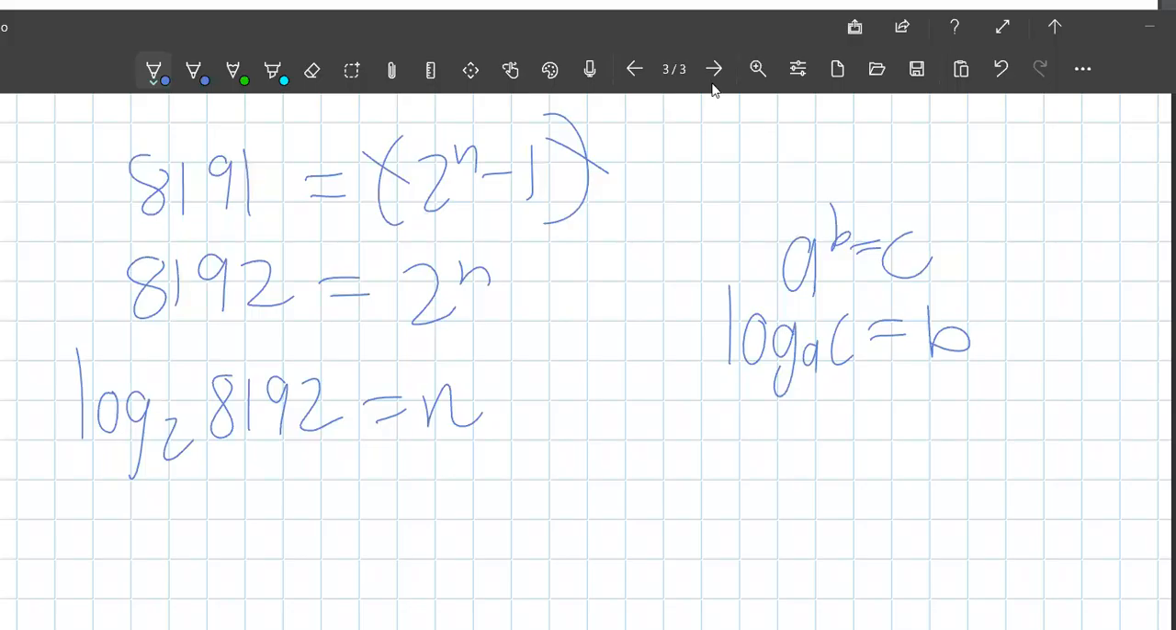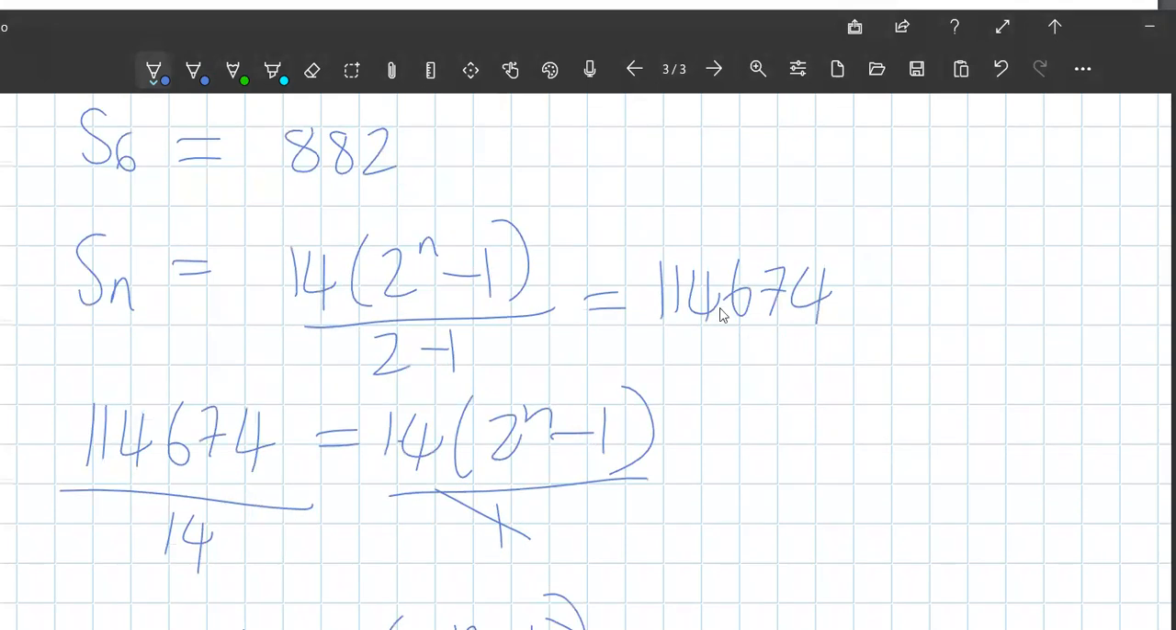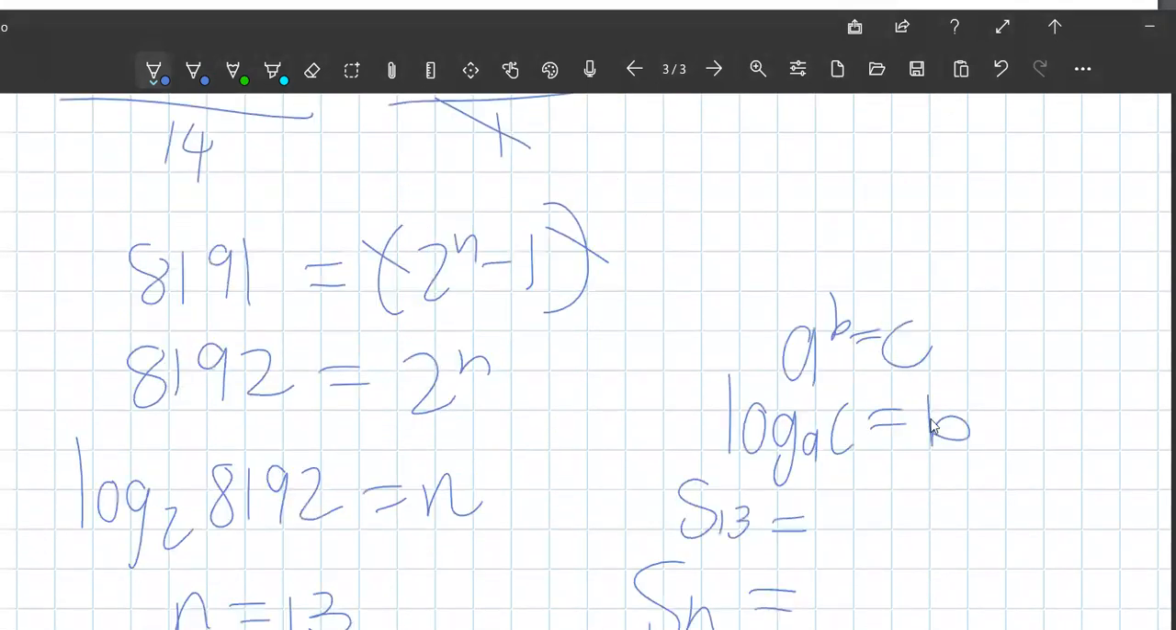This goes straight into the calculator. So n comes to an even number of 13. So there's 13 terms in our Sn, when S13 is going to be equal to the given number that they gave us of 114674.